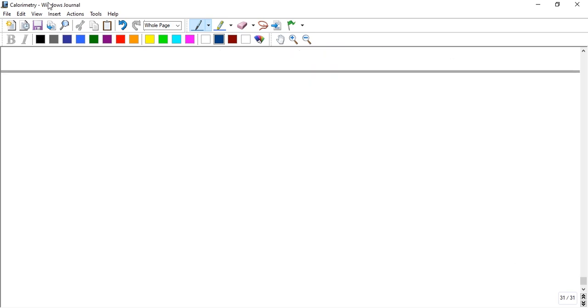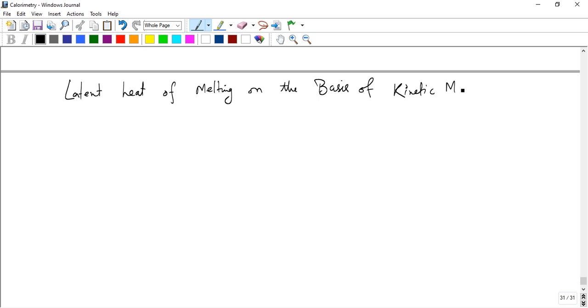Now we discuss what latent heat of melting is on the basis of the kinetic model. What is melting? Melting means solid to liquid. When a solid changes to liquid without any change in temperature, the kinetic energy of the molecules does not change.